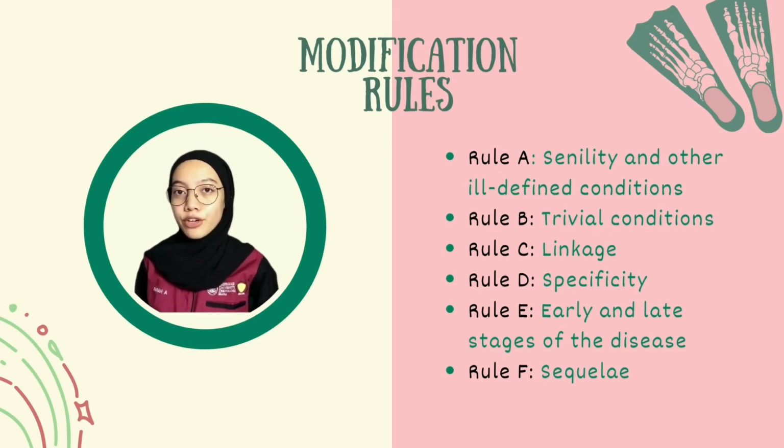Last but not least, Rule F, which is sequela, where the selected cause is an early form of a condition for which the classification provides a separate sequela category, and there is evidence that death occurred from the residual effect of this condition rather than from those of its active phase, code the appropriate sequela category, such as sequela of tuberculosis and sequela of leprosy.